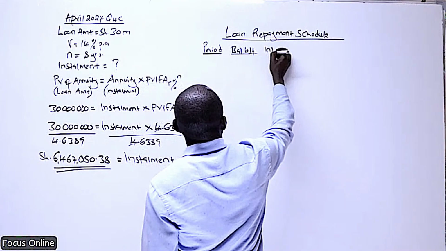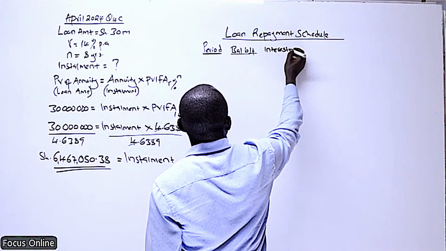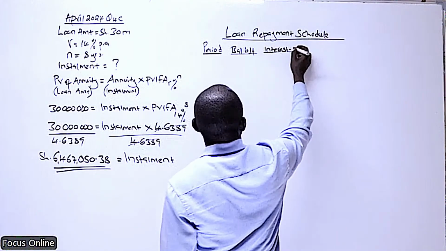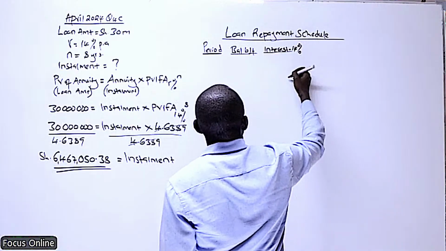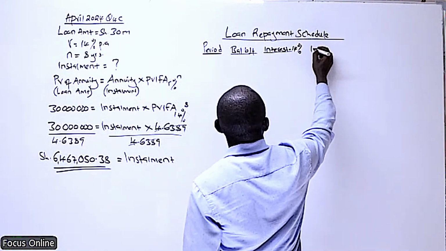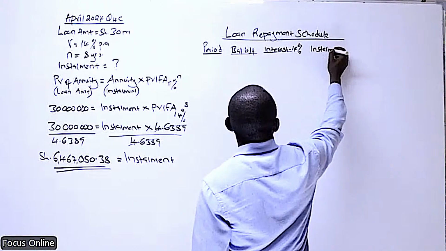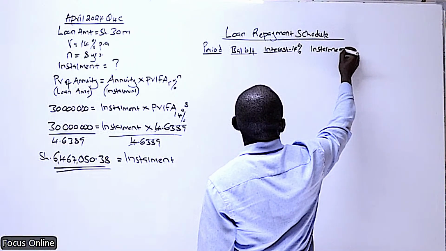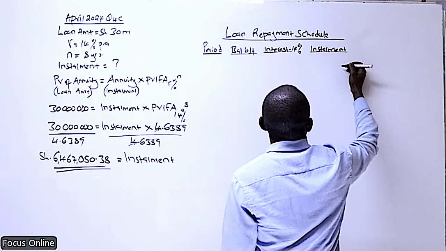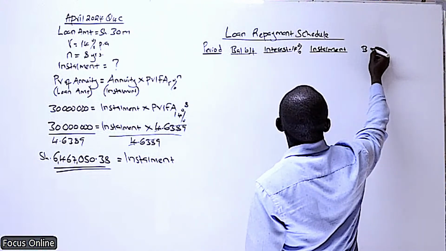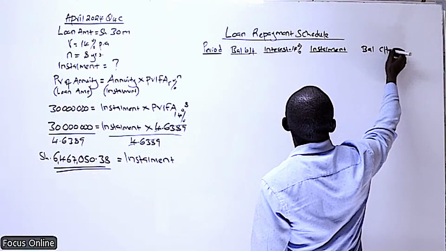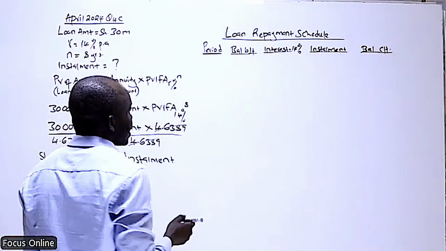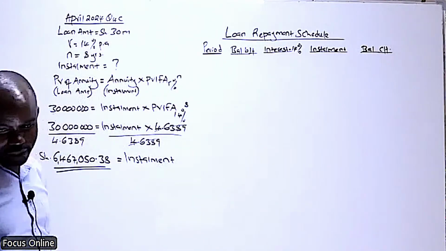Here we will have interest. Interest is charged on the balance brought forward. We are charging interest at 14%. Here we have the installments. And here we have the balance carried forward, that is at the end of that period.